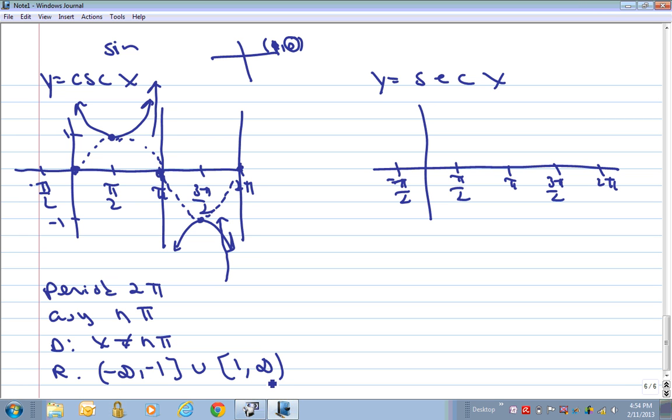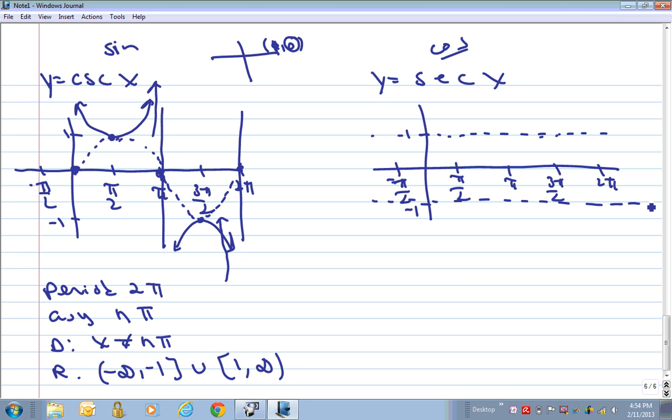All right, let's look at secant. Secant is buddies with cosine. So let's sketch our cosine graph first, and we're at 1 and we're at negative 1. We can build our highways if that still helps you. That will help you with your transformation ones, probably.